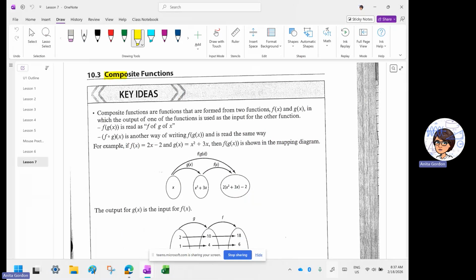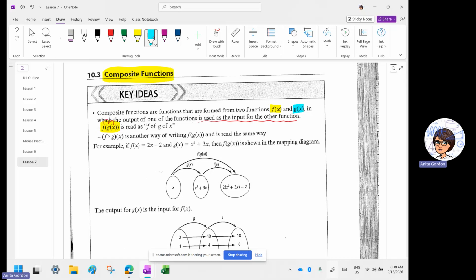So composition of functions, if you think of music and composition or composing, we are putting things together. When we are looking at composition of functions, we are looking at two separate functions, f of x and g of x, in which the output of one function is used as the input for another. Essentially, we're bunny hopping these functions. For notation, you will most often see this means f, that depends on g, that depends on x. So f of g of x.